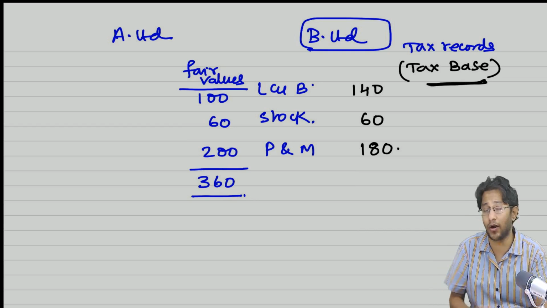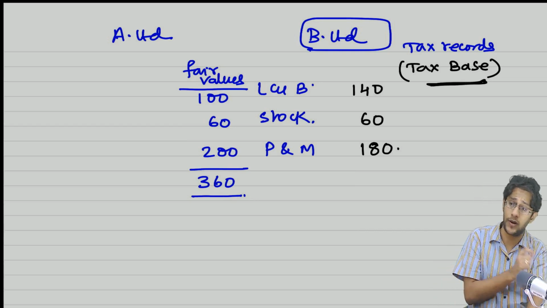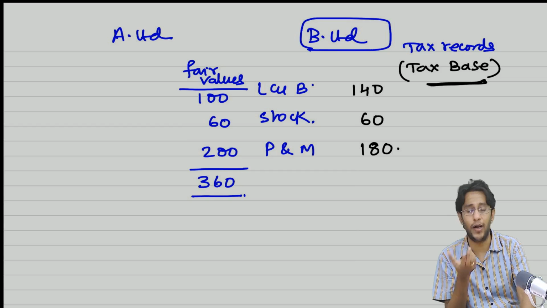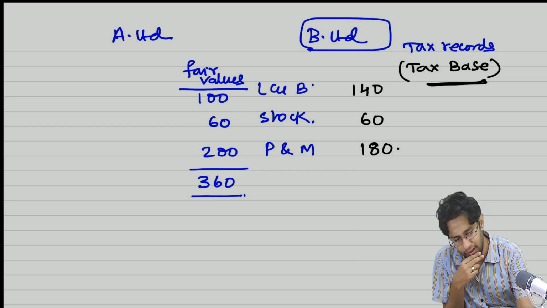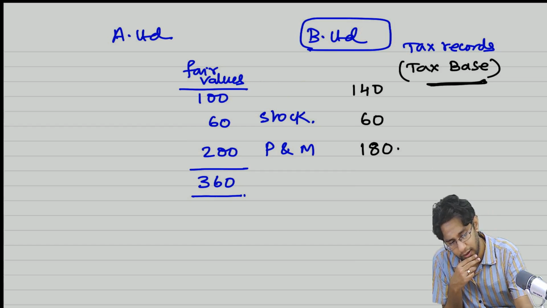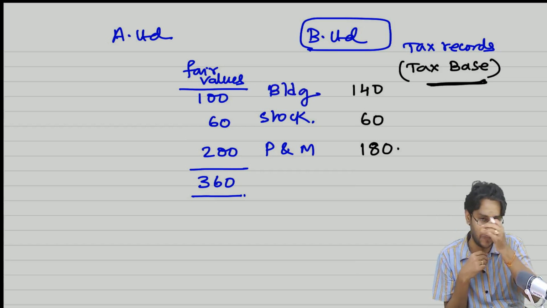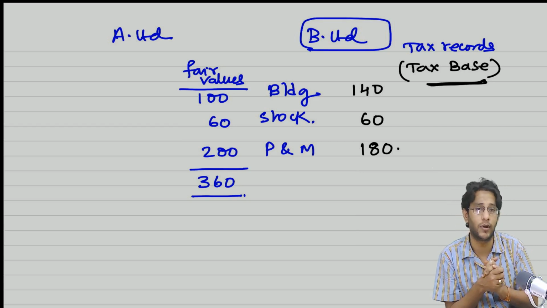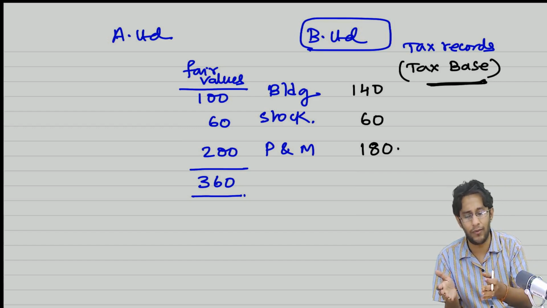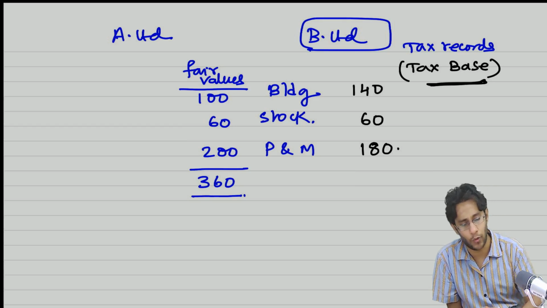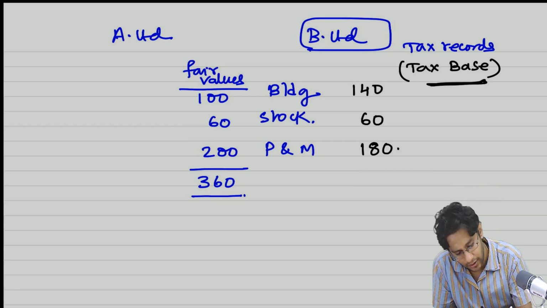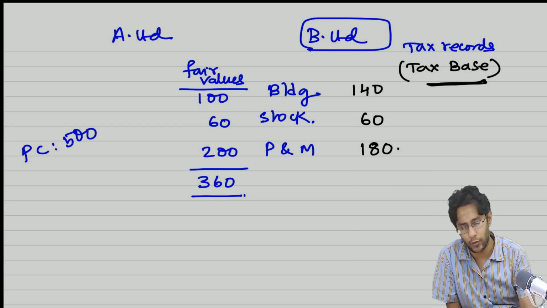That means in the tax records of B Limited, from the income tax point of view, these are the numbers. So in future, in respect of building you can claim 140 deduction, stock 60 deduction, plant and machinery you can claim 180 rupees deduction. But their fair values today are different. Now, from the tax point of view, let's say the consideration paid for this is 500 rupees. So what entry should A Limited record?